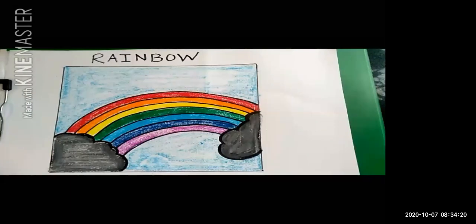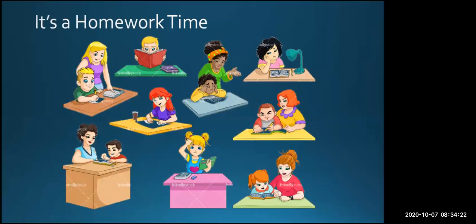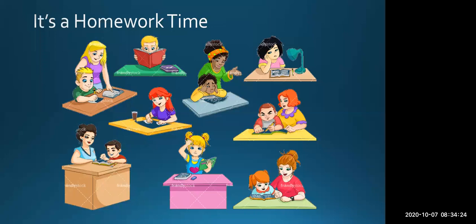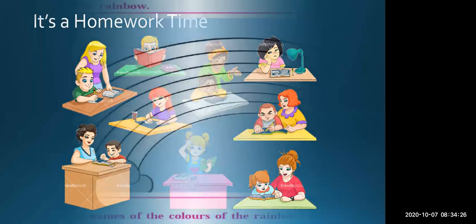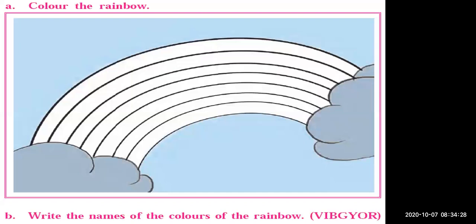Now it's homework time. What is your today's homework? Yes, your today's homework is to color the rainbow and write the names of the colors of the rainbow. And here the first initials are given in the bracket, children. So use these initials and write the names of the colors properly. And accordingly you have to give the colors to the rainbow. Okay, children? So do this work at home today.